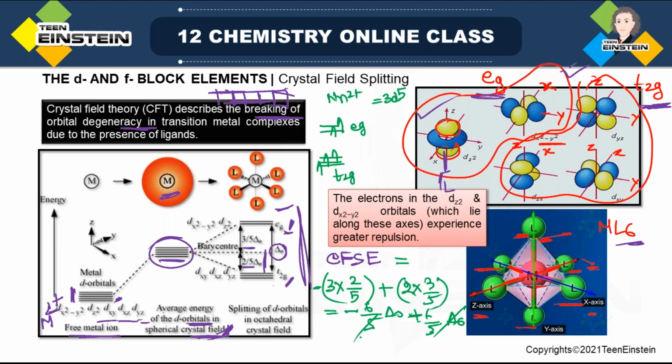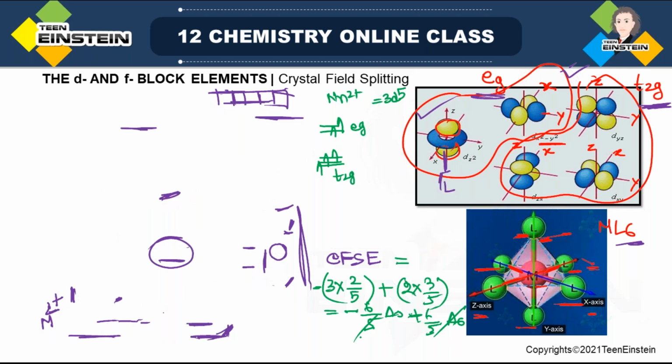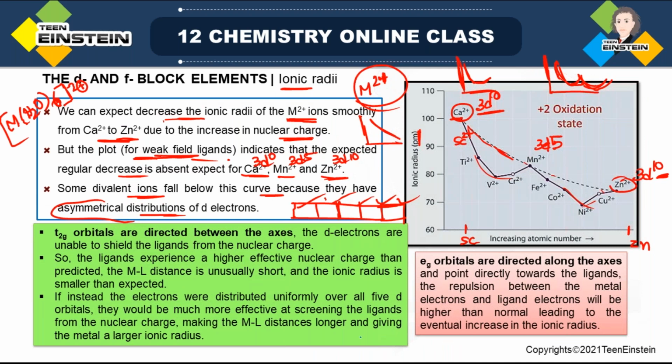Similarly, if you do the calculation for 3d10, you will again see you are getting CFSE 0. So for 3d0, 3d5 and 3d10, you are not getting any CFSE value. That is why for these three cases you are getting this type of smooth decrease. But for other systems, Sc2 plus, titanium 2 plus, vanadium 2 plus, chromium 2 plus, there will be some CFSE value that you will get. Because of that, they are not on this smooth line.